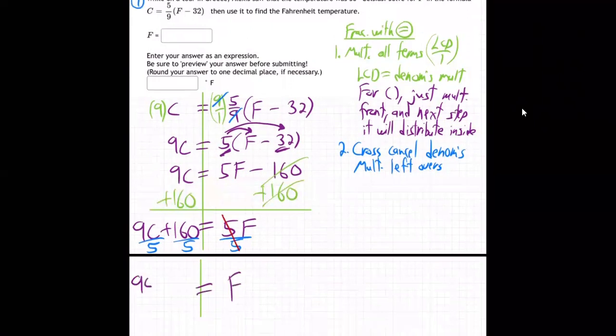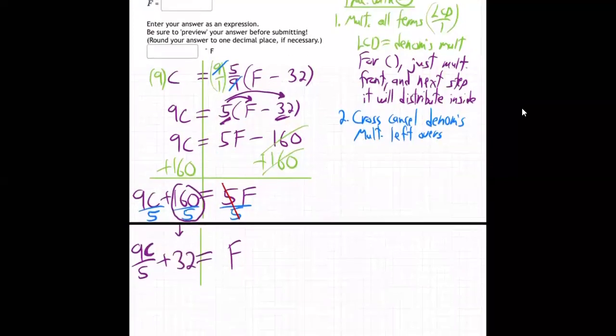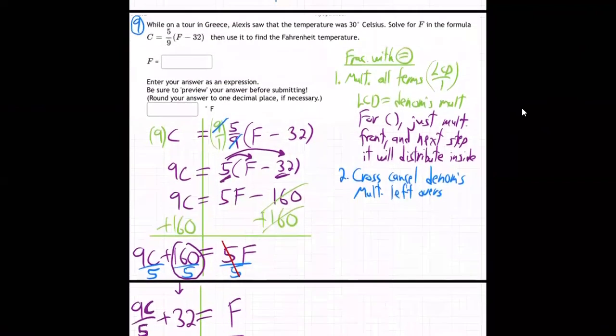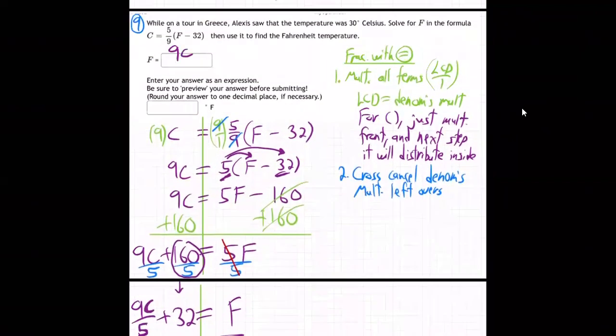This is going to be 9C over 5. Really nothing happens there. Plus, and then on your calculator, 160 divided by 5. What's that? I think it's 32, isn't it? Yeah, 32. So there we go. We got F alone. F is 9C over 5 plus 32. That's what I put in this blank here.